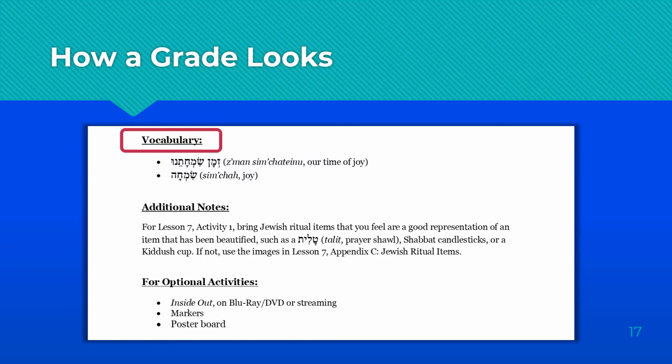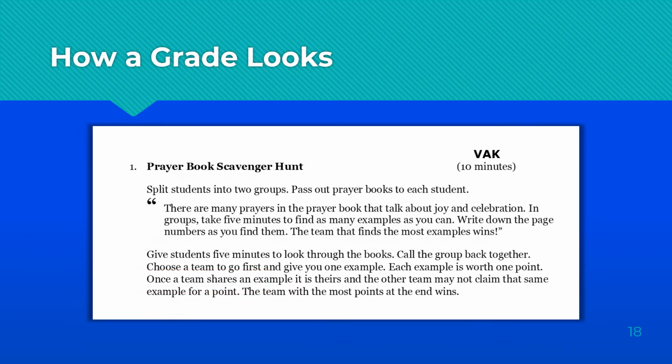Last but not least is the 4 optional activities section. As you can see, the materials required to run the optional activities attached to this lesson include a copy of the film Inside Out, markers, and poster board. All of this information in just the very first pages of our lesson prepares you for the activities ahead.